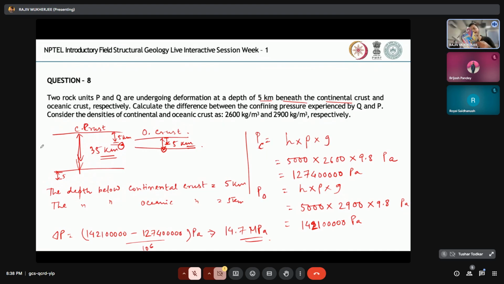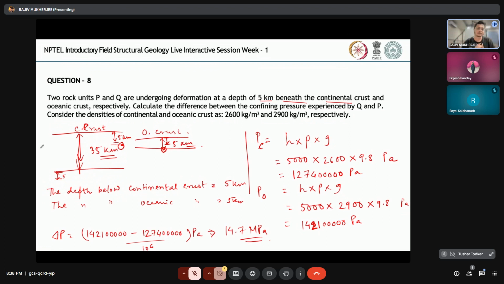So this implies that even at the same depth of 5 kilometers, it is much easier to deform a continental crust than an oceanic crust, right? Why? Because of the difference in the confining pressure.